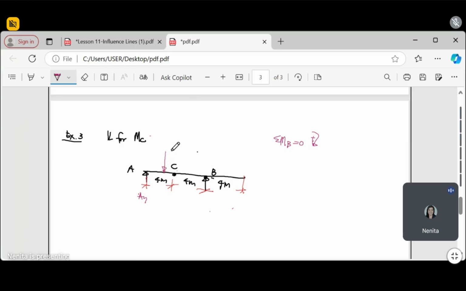Don't forget the 1 unit load. Let's say this is 1 kilonewton. So, let's say summation of moment at point B. AY times 8, right? Times 8, minus 1 times, say, the distance here. If this is x, therefore this is 8 minus x. AY times 8 minus 1 times 8 minus x is equal to 0. Is it correct?